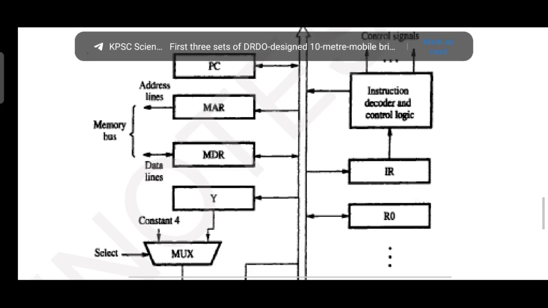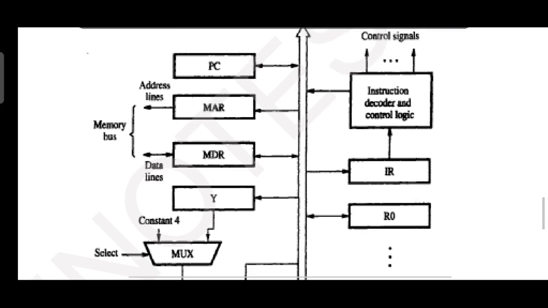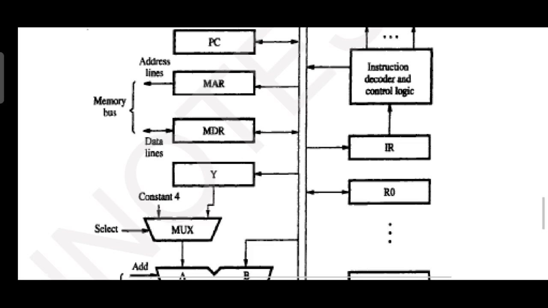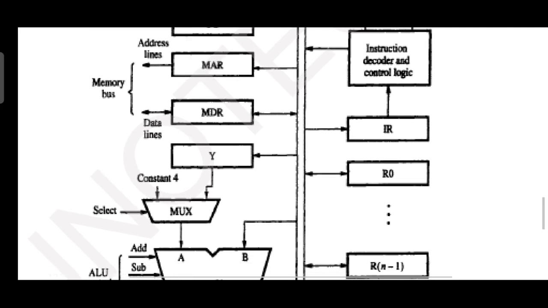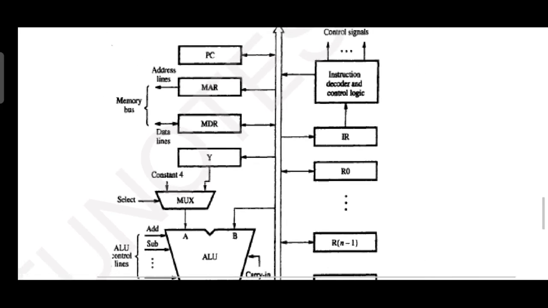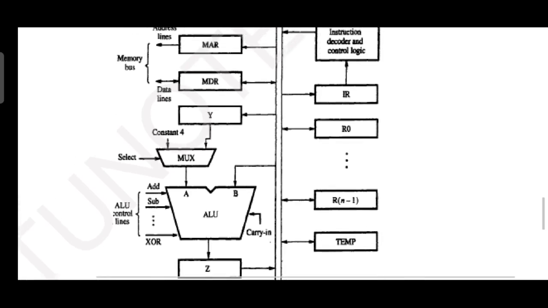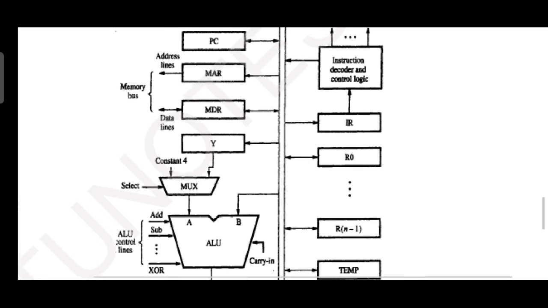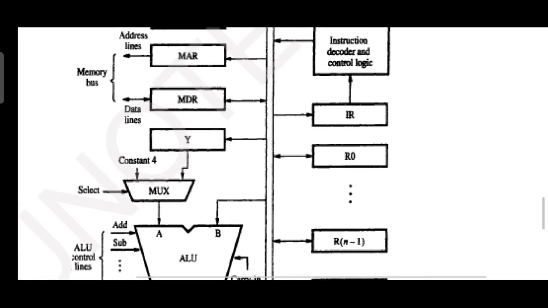Then what we did: at the same time we have also accessed the content from R1. R1 is below R0, with a bidirectional arrow you can find in the centralized, single bus organization. So the contents of R1 are transferred to another register. Which register? Y.